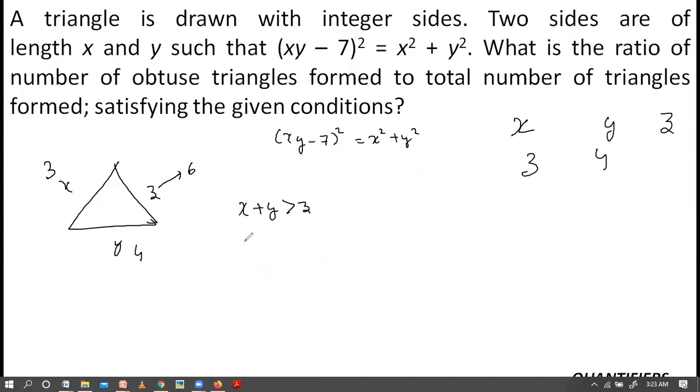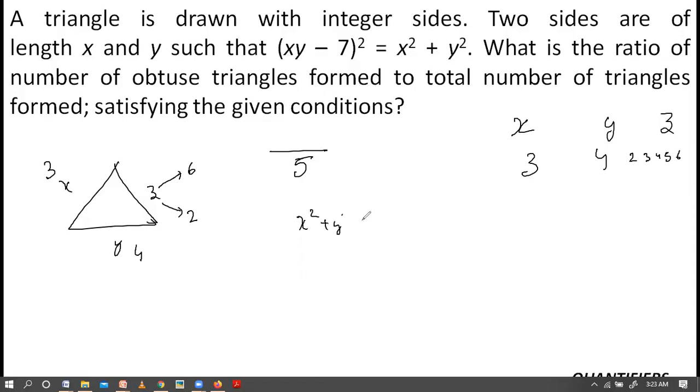And the difference of two sides should be less than the third side. So 4 - 3 should be less than the third side. So z is greater than 1. So z's minimum value is 2. So z can take any value from 2, 3, 4, 5 and 6. So basically the total number of possible triangles is 5 triangles. How many total triangles do I have? 5. So what is the ratio of obtuse triangles to total triangles? Total triangles are 5. Now the obtuse triangle. What is the condition for an obtuse triangle? It is x^2 + y^2 is less than z^2.